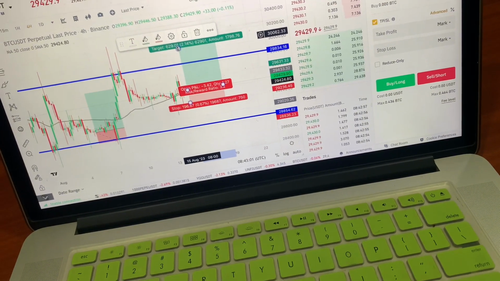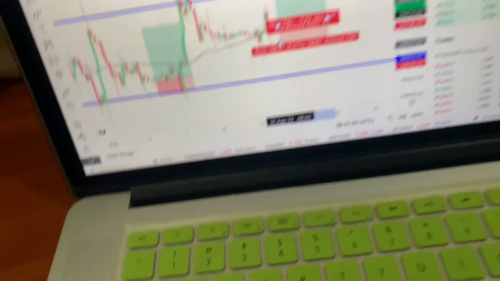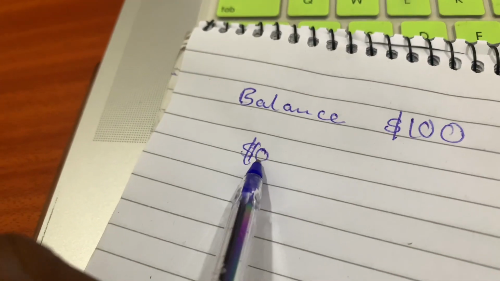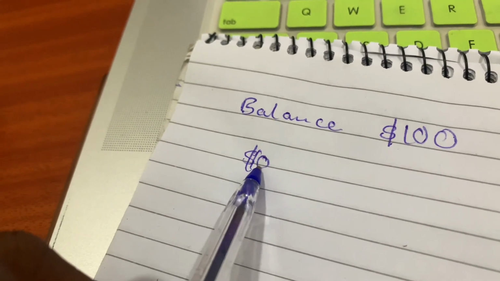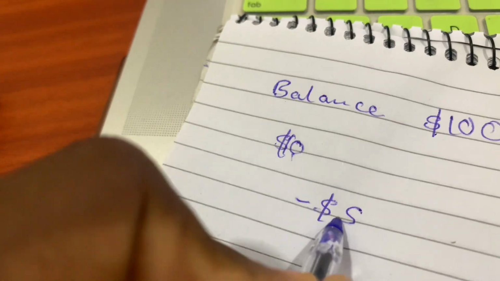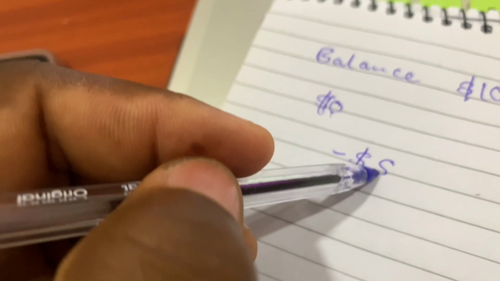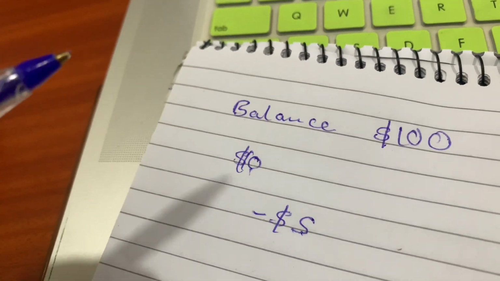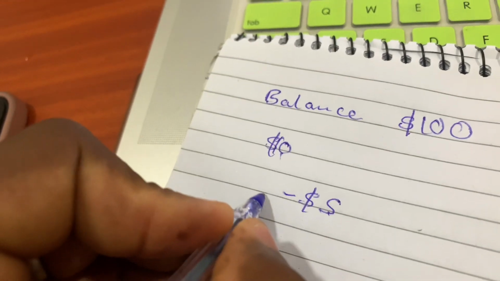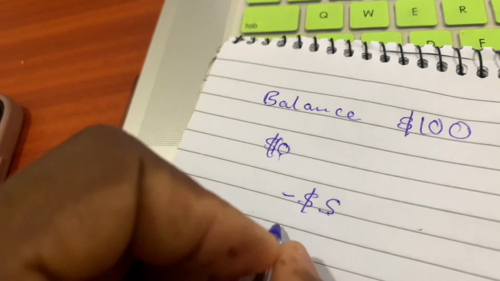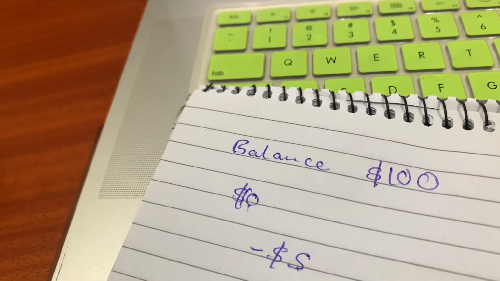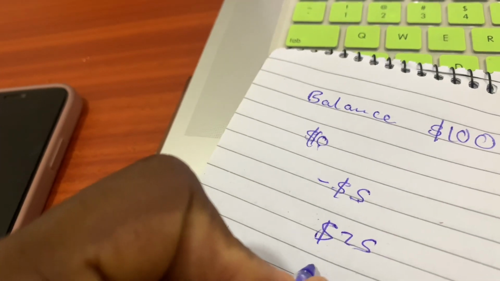That's about $30,000, $30,062. So right now let's go back to the book. The cost that we are going to use to invest on the trade will be $10. Then our stop loss will be around minus $5. That means we are risking 5% of our account. That's the drawdown. Drawdown means how much we are risking. But on this trade, our profit will be around, let's say, $25 to $50. $25 is about a 3 to 4 risk reward ratio, or $50.